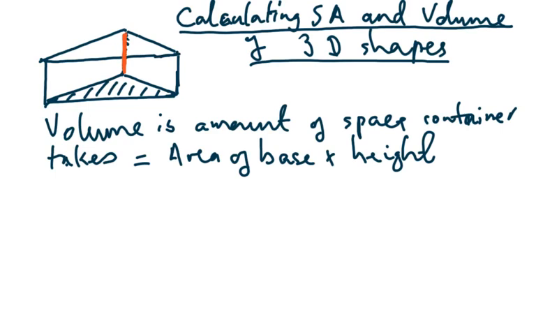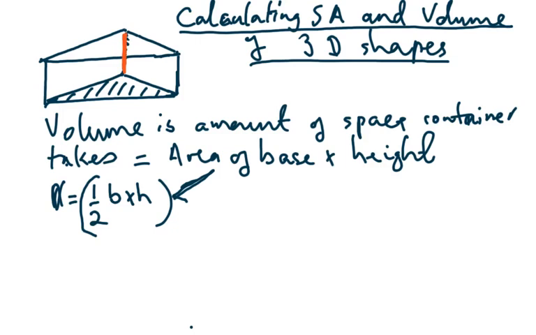Now, we know that the base is a triangle, therefore volume would be given by area of base, which would be, in our case, the area of a triangle, so it will be half the base multiplied by the height. And this would be the area of the base, that is the triangle.